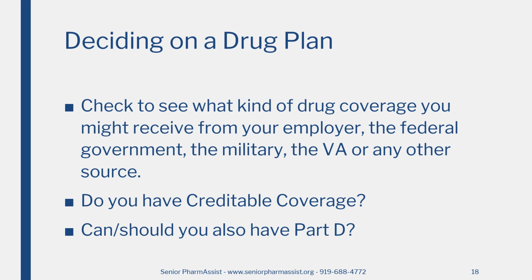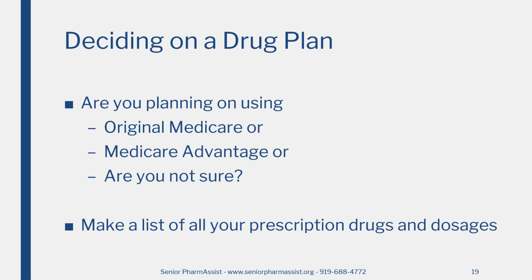Here are some important points to consider when deciding on a Medicare Part D plan. Check to see what kind of drug coverage you might receive from your employer, the federal government, the military, the VA, or any other source. Find out if the coverage you have qualifies as credible coverage. Determine if you can or should also have a Part D plan. Decide if you plan on using Original Medicare or Medicare Advantage, or are you not sure? Make a list of all your prescription drugs and dosages. You will need this information to determine the best plan for you.